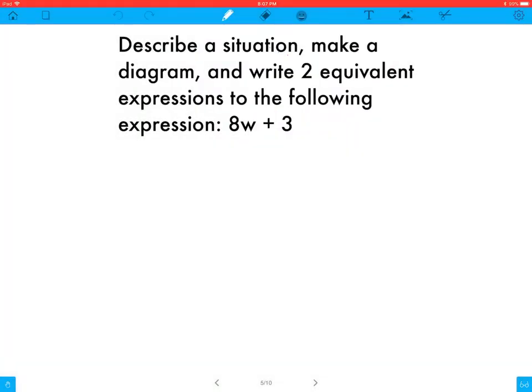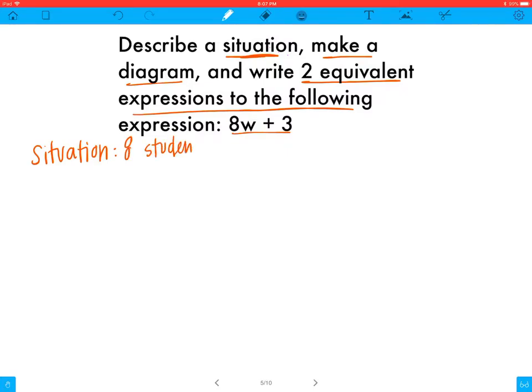We are going to describe a situation, make a diagram, and write 2 equivalent expressions to the following expression: 8w plus 3. Now you notice I do w a lot. That just happens to be my favorite letter. So let's write the situation first. Now this is where I get to be creative.